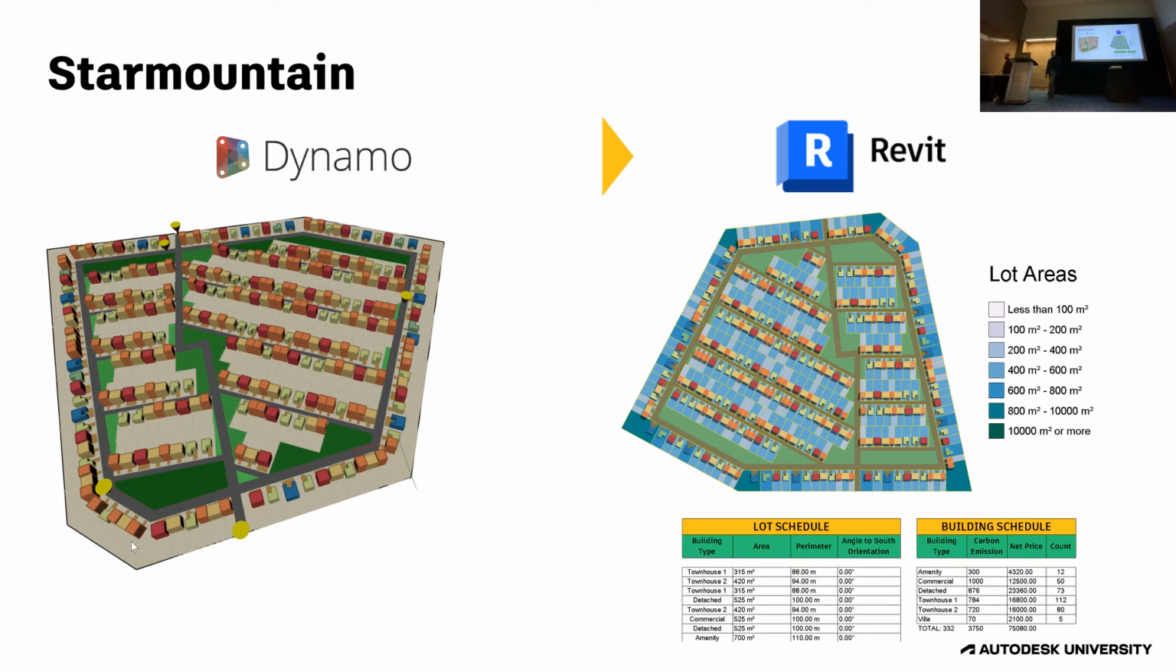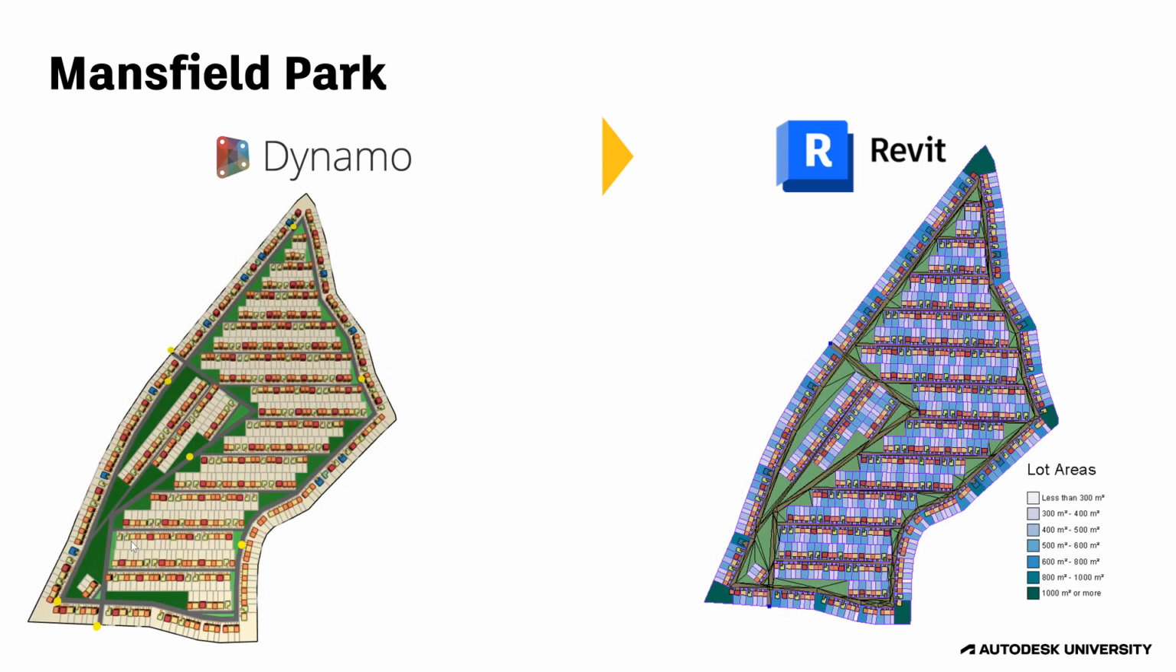This is another little project, which is called Star Mountain. It's a little site, a little neighborhood in the Netherlands. So quite easy to use as well. And then another site we took north of London, a site called Mansfield Park, which is bigger than the one we used in the whole workflow. In this one, I think there were a bit more than 900 buildings that have been developed on that specific site without any problem.